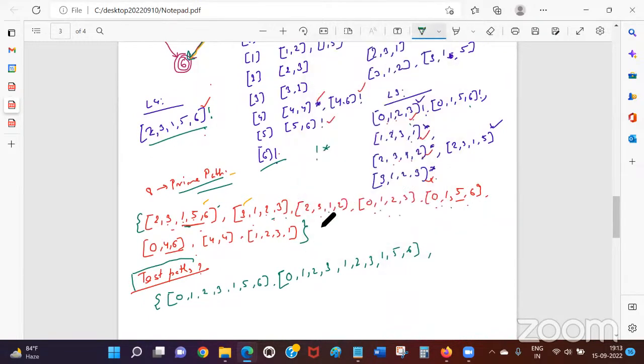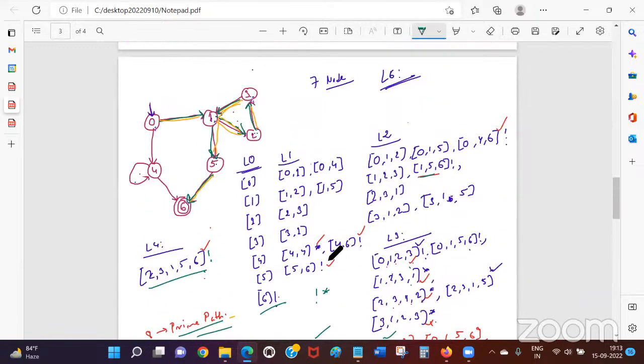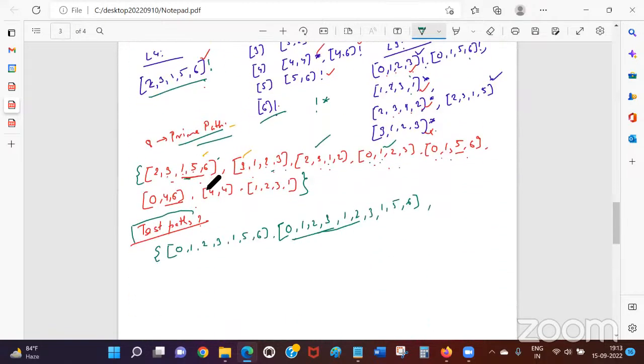Let us go for this. This is 2, 3, 1, 2. I have to check if it is already covered. So 2, 3, 1, 2 is already a subpart of this, so I don't have to do this. 0, 1, 2, 3 also done. 0, 1, 5, 6 not done, so it should be a unique path. 0, 1, 5, 6. So I'm getting a complete path here.